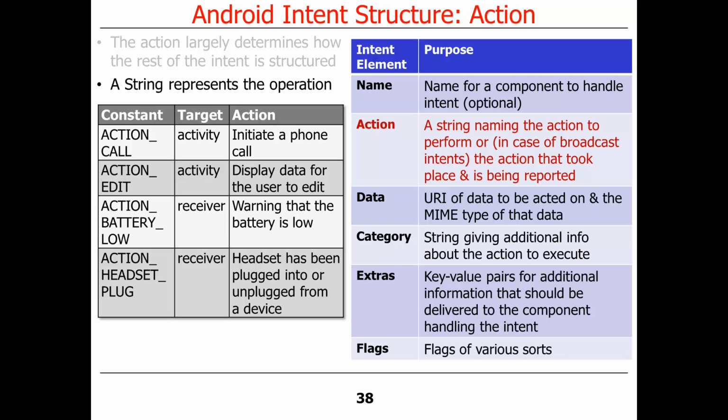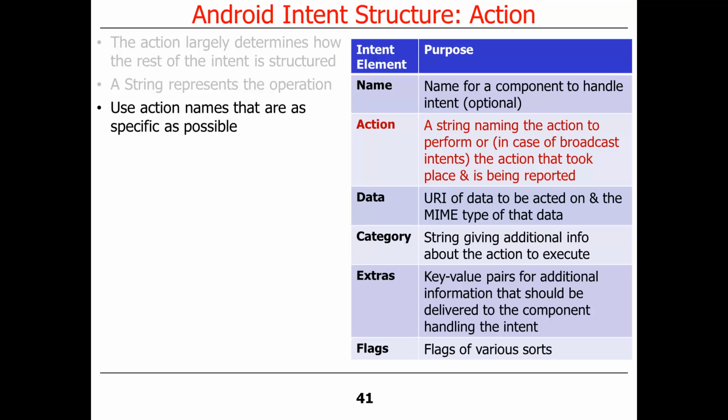So action call will initiate a phone call on an activity that's part of the phone service, telephony service. Action edit will go ahead and call an activity to display data for the user to edit. So you can edit things. We talked about broadcast receivers. Action battery low is used to send out an event warning the battery is getting low. Action headset plug says someone's plugged the headset into or out of the device, and so on. So you can write code that responds when those things occur, or someone else can write that code for you.